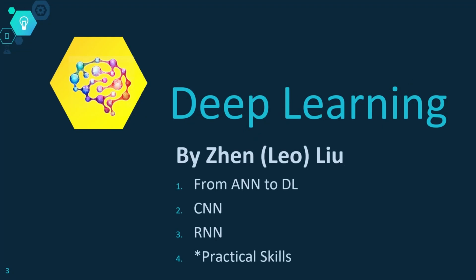First, I will offer some information to help you understand how to jump from the traditional ANN to deep learning, that is, the use of deep neural networks. Then we'll take a look at two popular deep neural networks. One is CNN, which is short for convolutional neural network. The other one is RNN, that's for recurrent neural network.